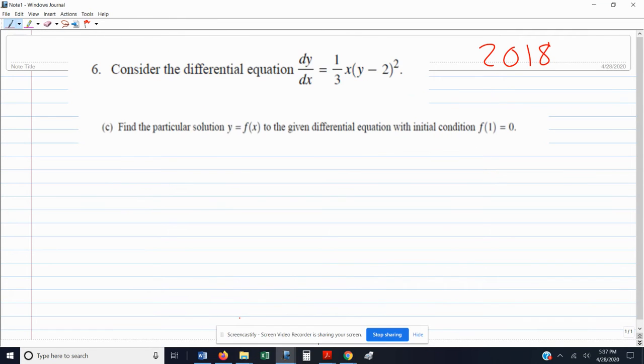Hey everyone, this is the last question of the 2018 free response exam. This is number 6. It says consider the differential equation dy/dx equals 1/3 x times the quantity (y - 2) squared. Part C, the final part of this question, is asking you to find the particular solution y equals f of x to the given differential equation with initial condition f of 1 equals 0.